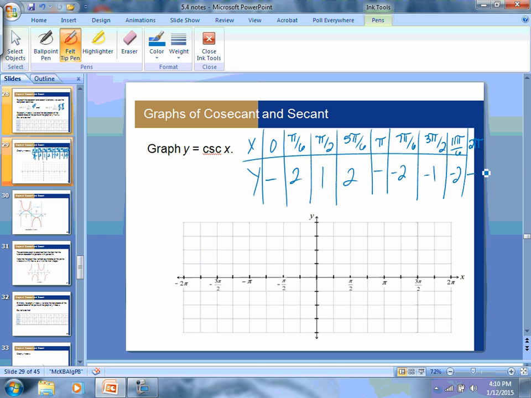So at 0, pi, and 2 pi, we have vertical asymptotes. That's where our graph is going to be undefined. So we have our vertical asymptotes, just like we saw with the tangent and the cotangent graphs. Then at pi over 6, I've got a value of 2, and at pi over 2, I've got a value of 1. 5 pi over 6 is right about here, and I have another value of 2. So this little part of the graph looks very much like a parabola.